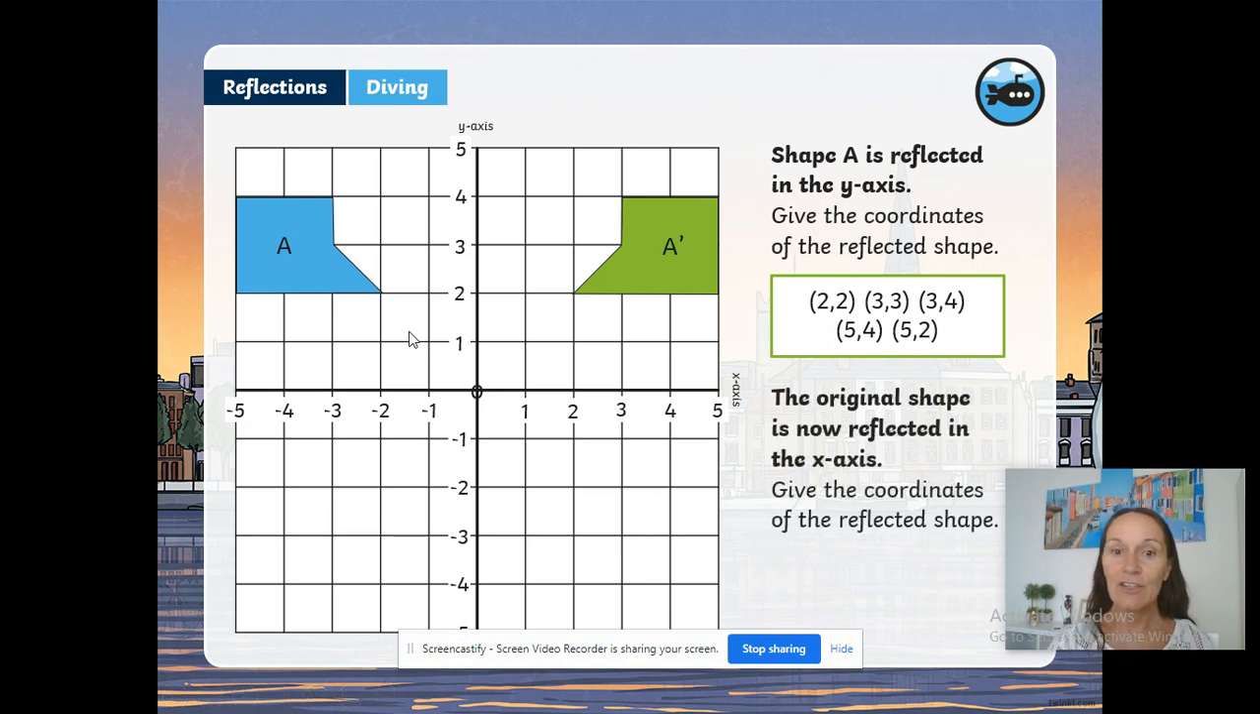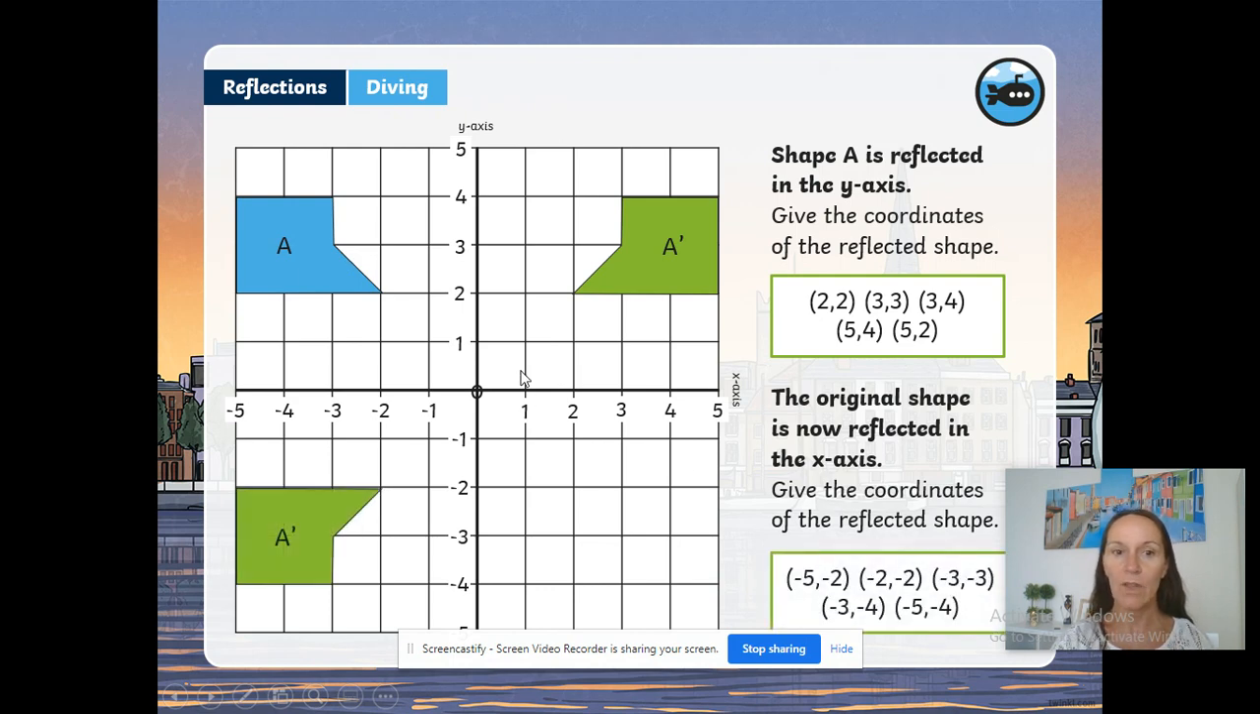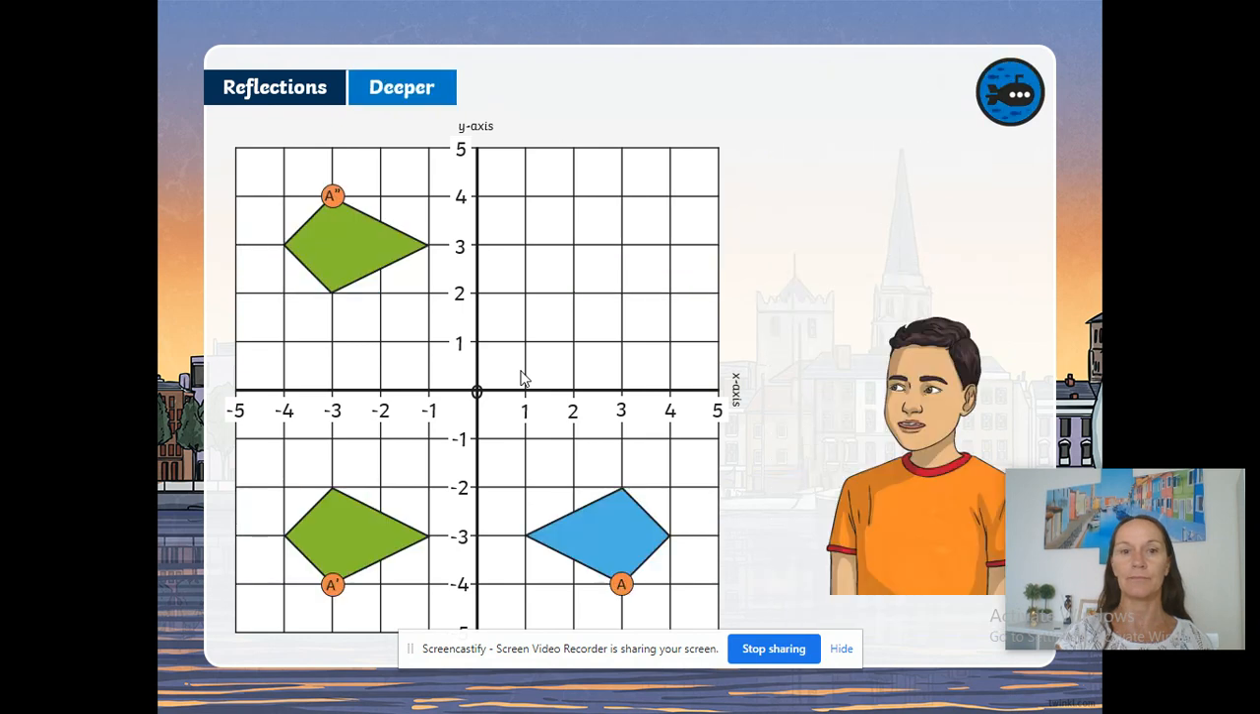So when reflecting on the x-axis, this means if I were to fold this piece of paper horizontally on the x-axis, what would these shapes look like in their reflection? Well, there you can see the one in the left quadrant and the one in the right quadrant. And again, the same here. Here you can see there is the letter A.